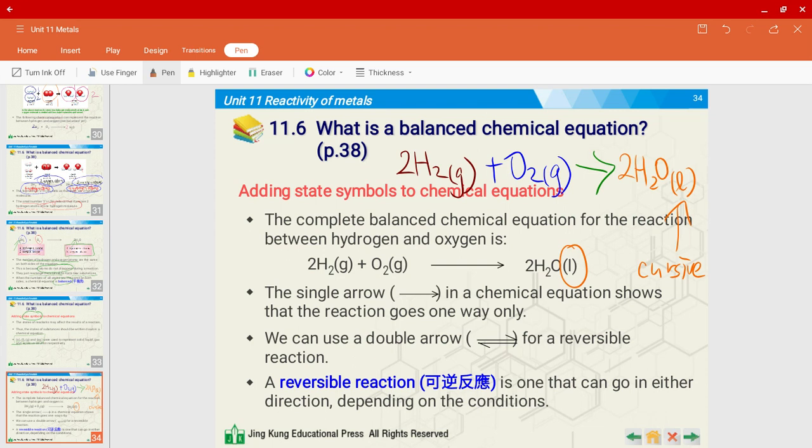Okay, again, a reminder that we'll be using a single arrow to denote a chemical equation or a chemical reaction going in one way only. To let you guys know, we also have a reversible reaction, and the arrow looks something like this. This tells us that the reaction could go both ways, but we'll be learning about that later on. Okay, so this video sums up the introduction of how we're going to write the chemical equation.